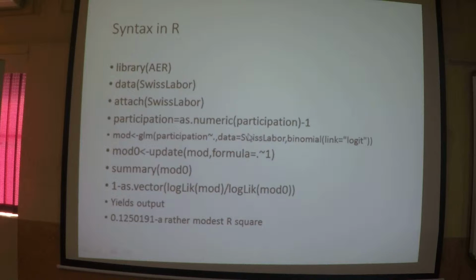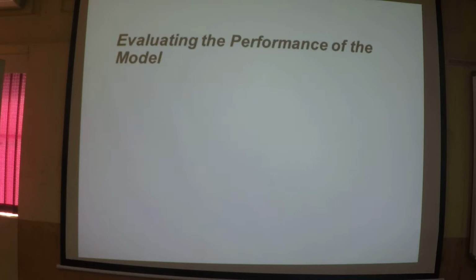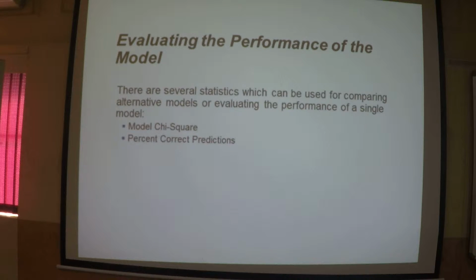The outcome is 0 or 1. So we are modeling the probability of whether that will happen. So how do you figure out how accurate that probability is? Like R square? There is no R square, but there are other measures of goodness of fit, evaluating the performance of the model, which I am coming to. So how correct are we?